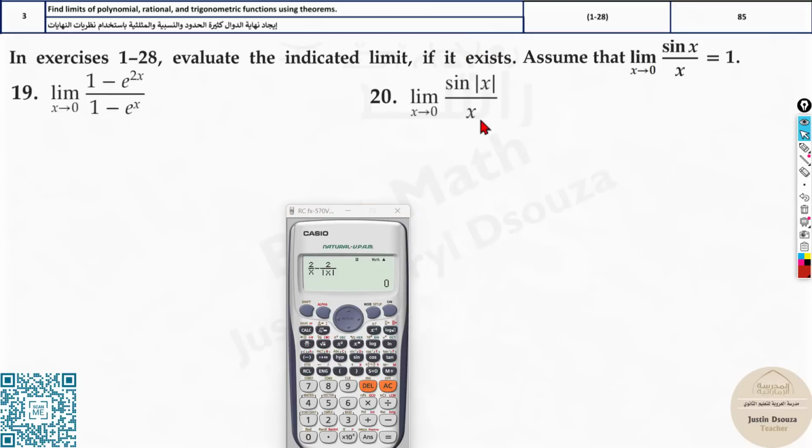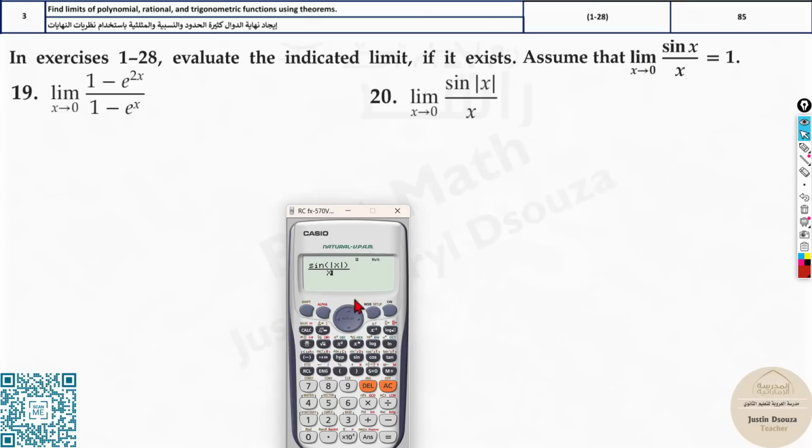Similarly, you can do this by yourself. I'll just do this right side quickly. It's sine, and then use shift and hyperbolic functions. That is the absolute value you get, and x. And then move to the right, and then close the bracket.